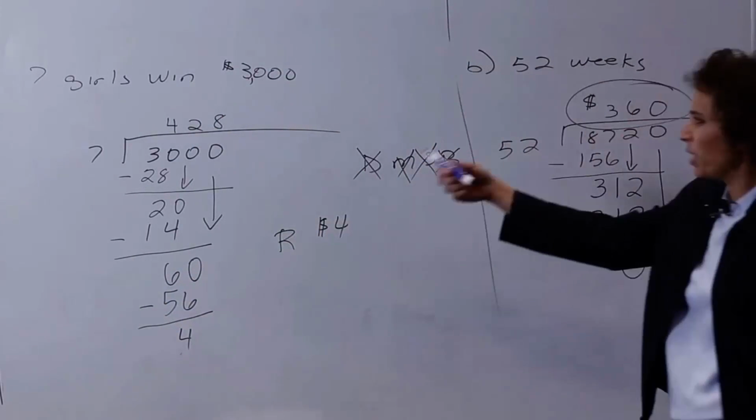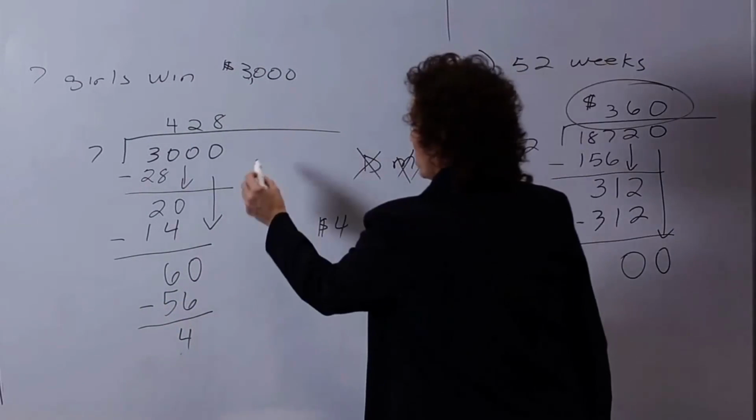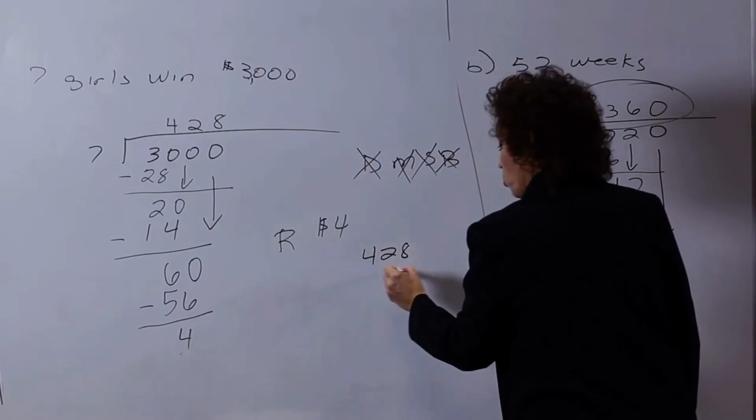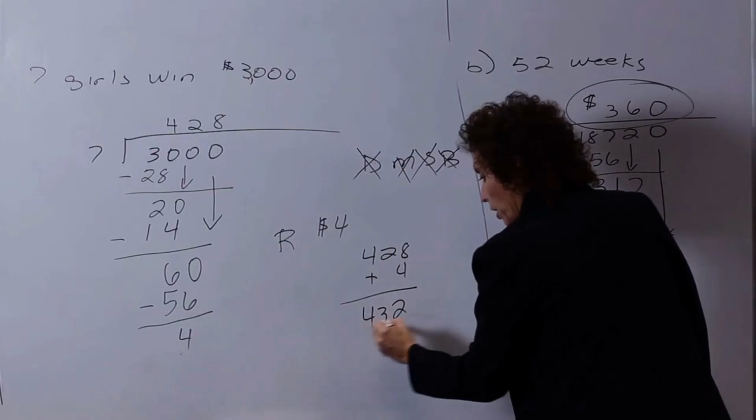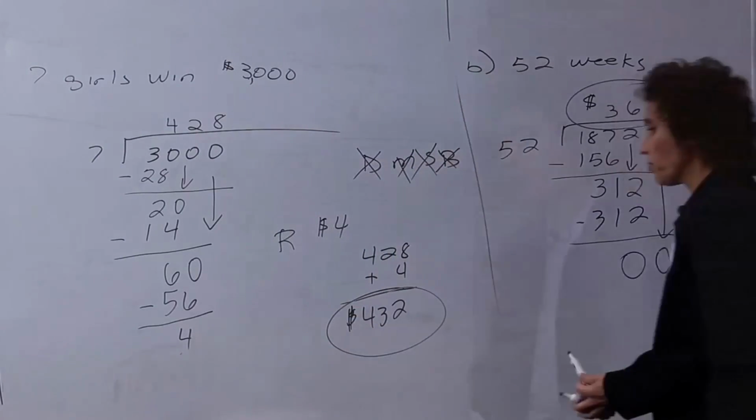You know, for me, I wouldn't have had to deal with all that division if somebody just would have said, here's the money. But okay, we get $4. So each person gets $428, but the winning person who got the extra money gets $428 plus 4, or $432. So that's how much the winner gets.